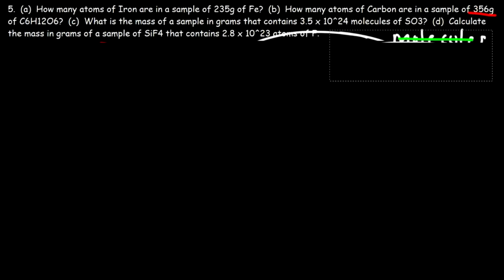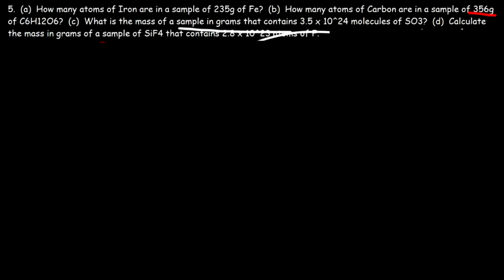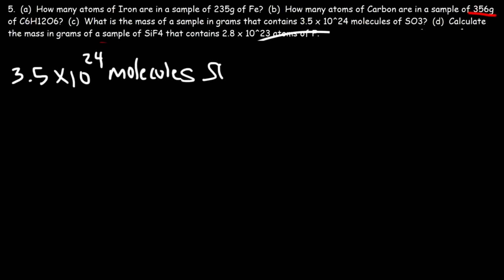Now let's move on to part C. What is the mass of a sample in grams that contains 3.5 times 10 to the 24 molecules of SO3? So as always, let's start with what we're given. And let's plan out what we need to do.